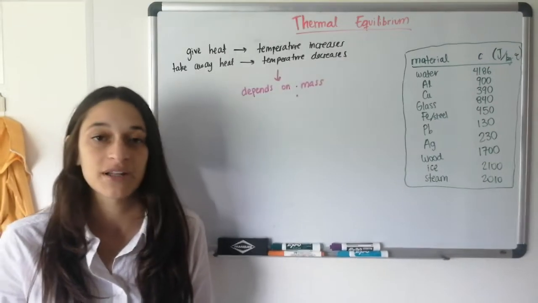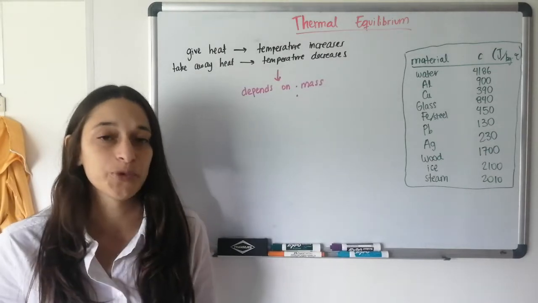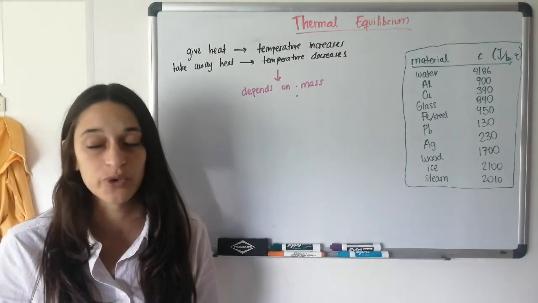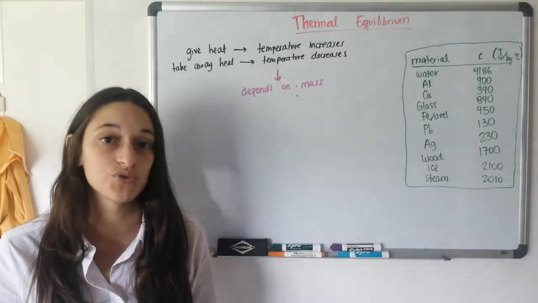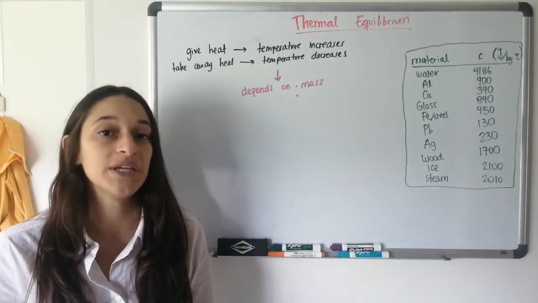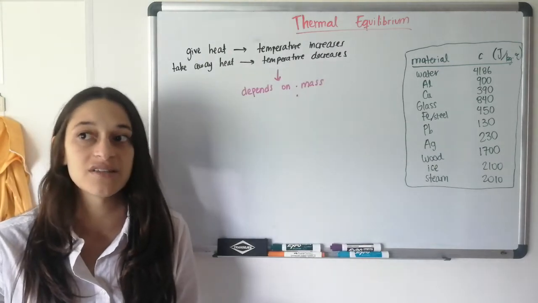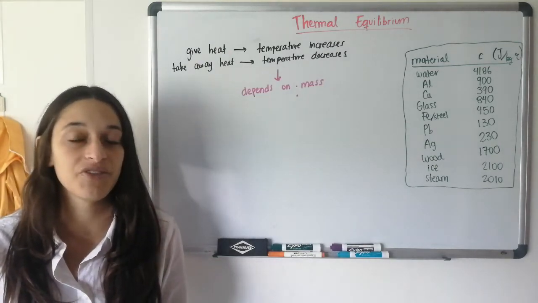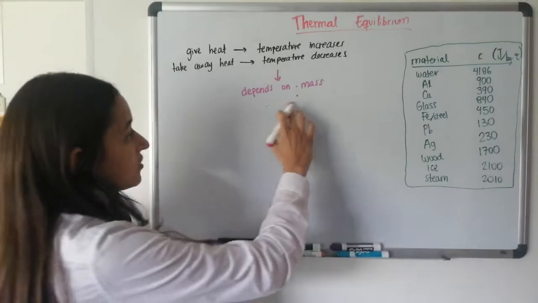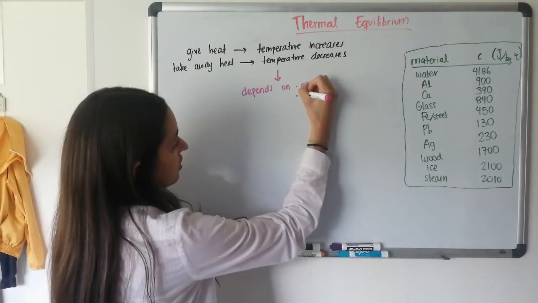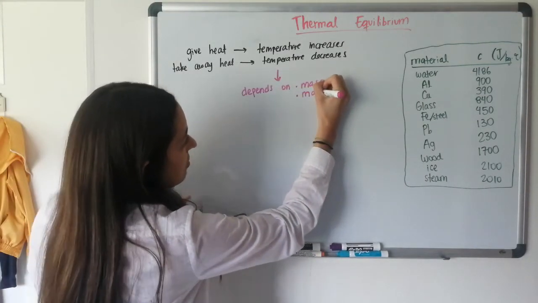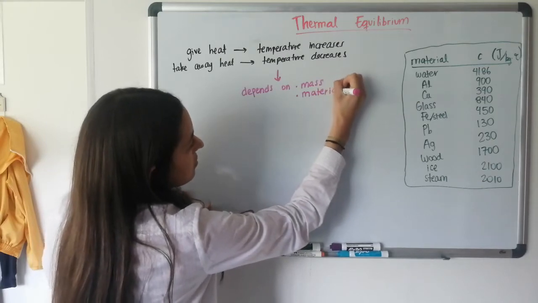But as we talked about last class, if you try to heat up wood, it's going to be a lot harder because wood is harder to change the temperature of. So you need more heat to change the temperature of wood the same amount than metal. So it depends on the mass of the object that you're trying to heat and on the material that makes up the object, the material.